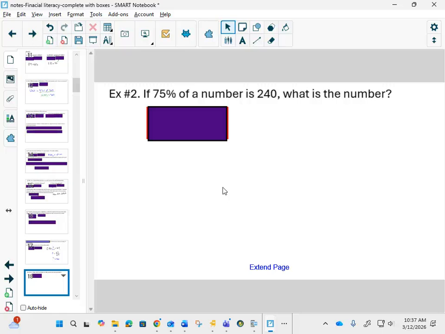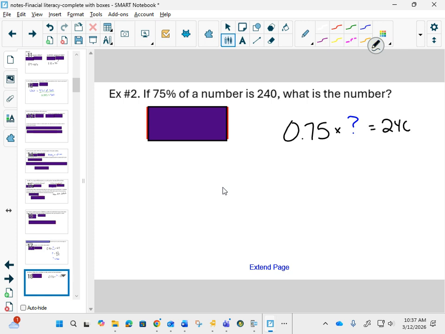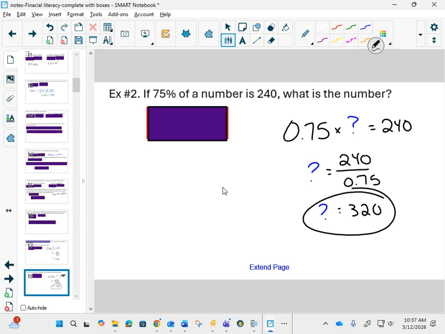75% of a number is 240. I actually like writing it out this way. 0.75 times, I don't know, equals 240. The opposite of multiplying is dividing. Anybody got an answer? 320. 320 on our calculator. That is the answer. What is the number? The number is 320.